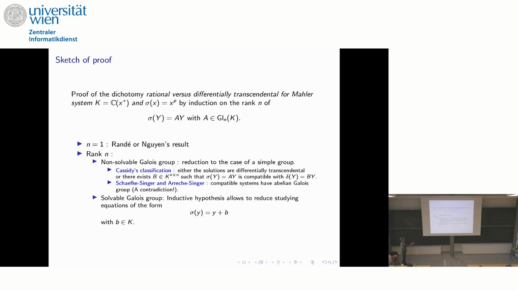Okay, and then we are reduced to the case where the Galois group is solvable, and then you can use your induction hypothesis to reduce your statement to the study of the theorem on such kind of system. And here it's once again the results by Randé and Nguyen. So our proof is just a dévissage of the Galois group, and at each step we use essentially the results on the rank 1 equation and these results on the compatibility of difference systems with differential ones. Okay?